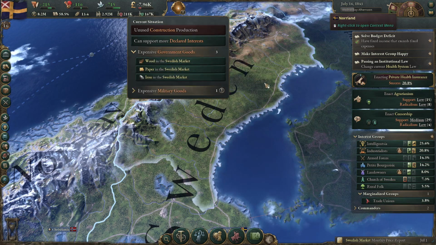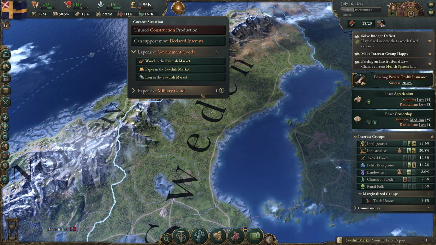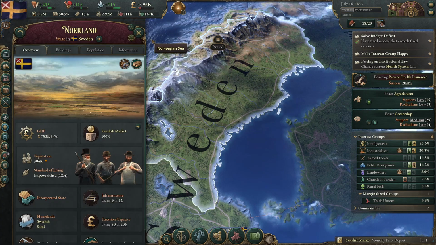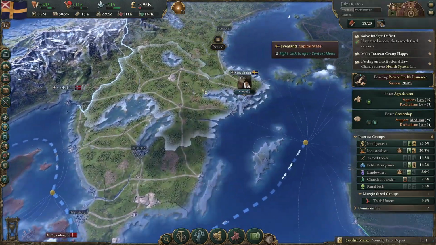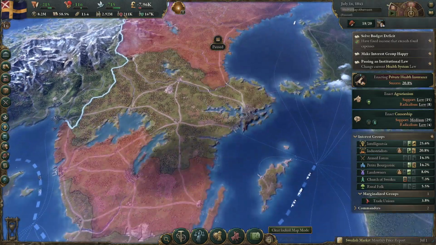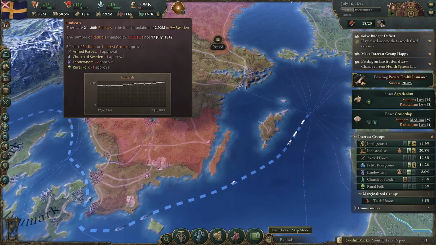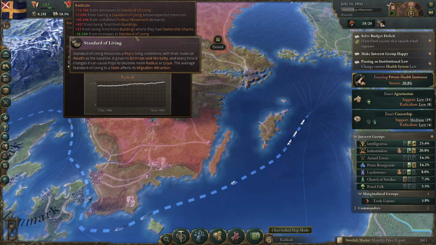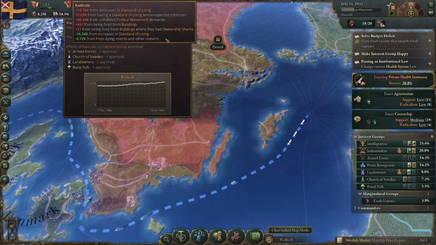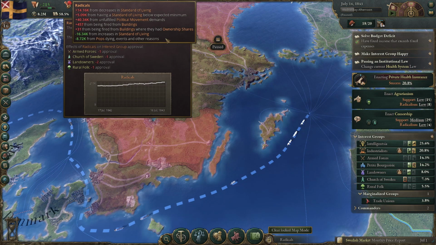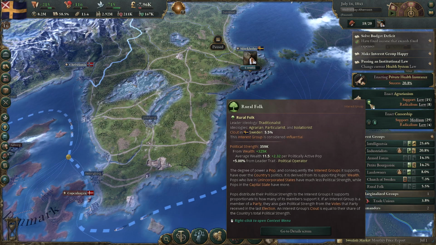Now, one thing I am a little bit concerned about is that in our economy we're getting a lot of radicals. You can see if I highlight here, and I'm not exactly sure what's causing the radicals. Let's see what we've got here. This is one of the fun parts of this game, the nested menus. 14,000 is coming from the standard of living, and we've got a massive 40,000 from political demands. I think that's because we're upsetting the rural folk.